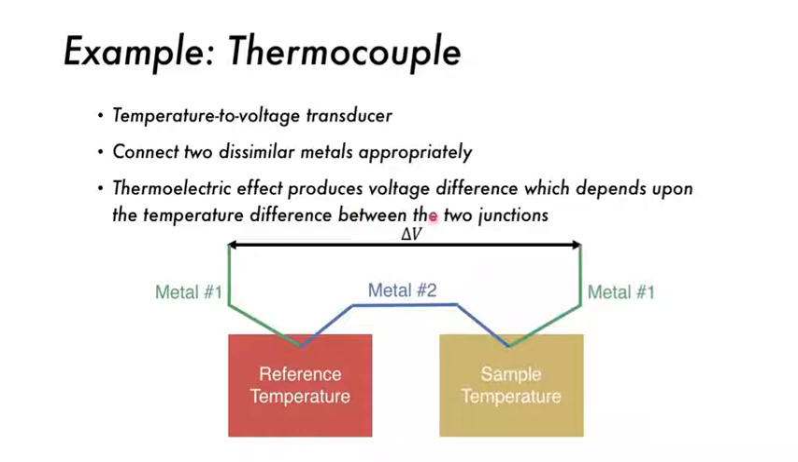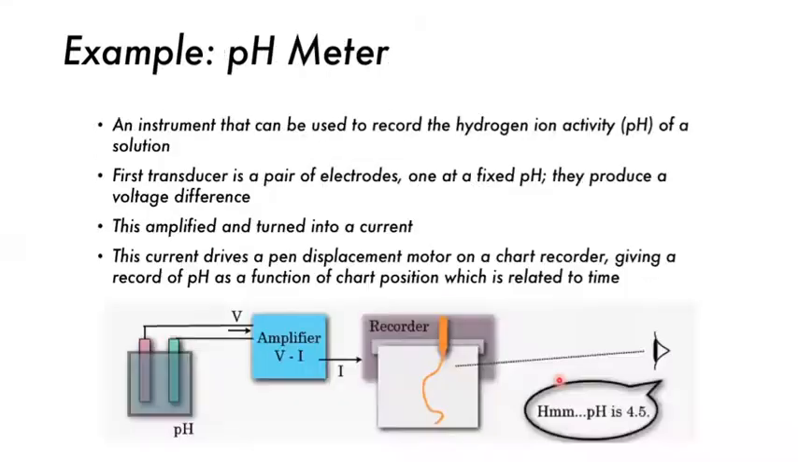So the thermoelectric effect produces a voltage difference which depends on the temperature between the 2 junctions. This one is always controlled. This one is not always controlled. If we pass 2 amps of current through this one, we get the same response every time. If we pass 2 amps through this one, we get a different response every time. This is what we utilize to create this voltage difference. Basically how it works.